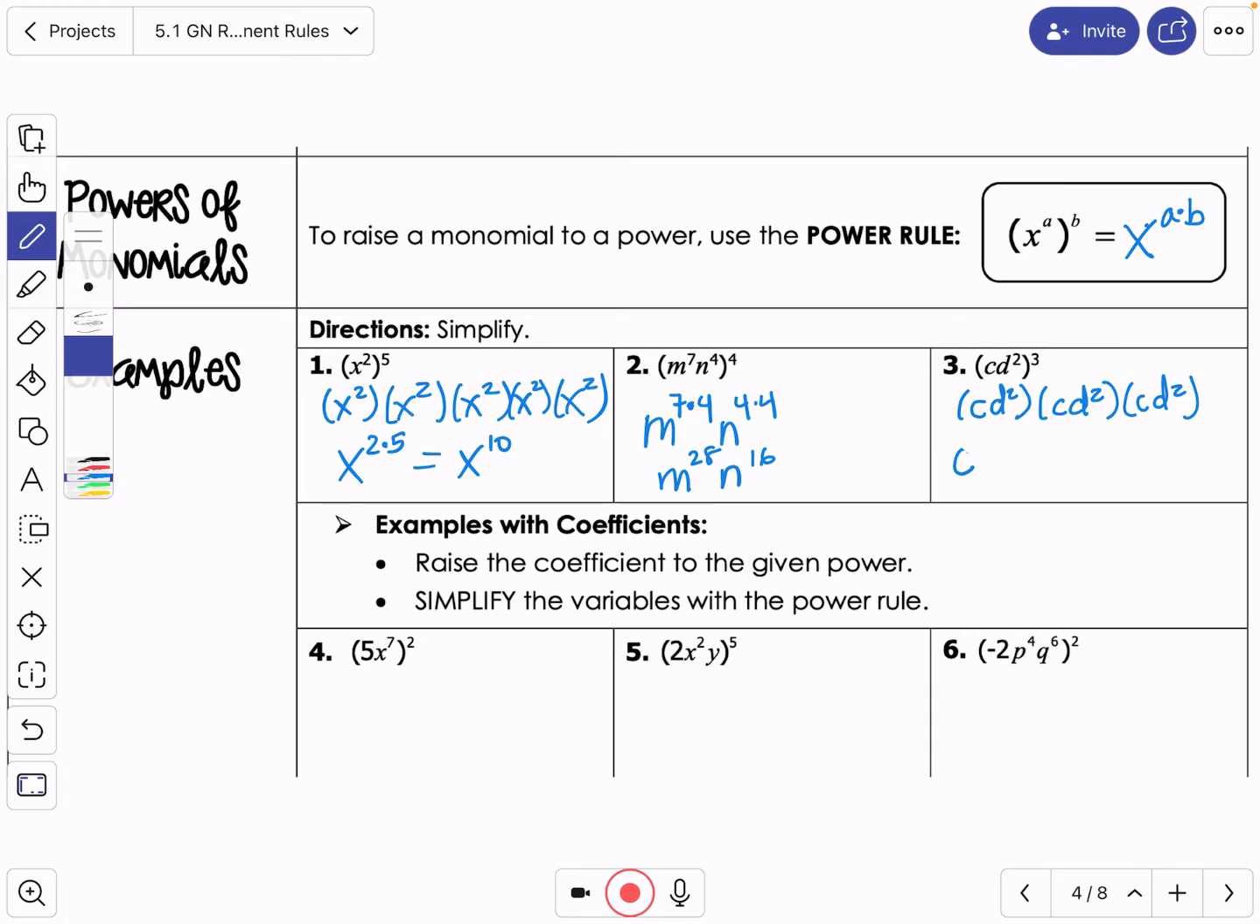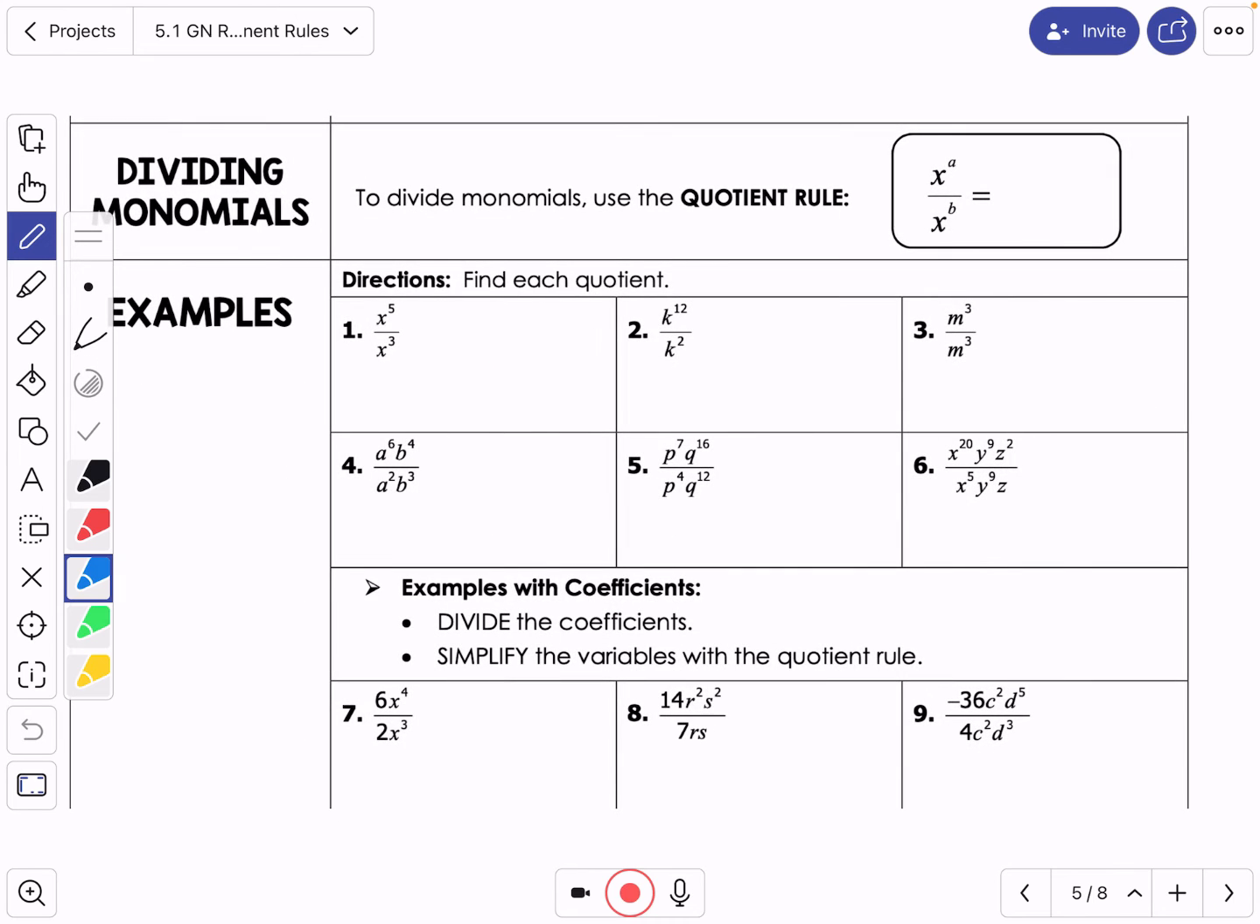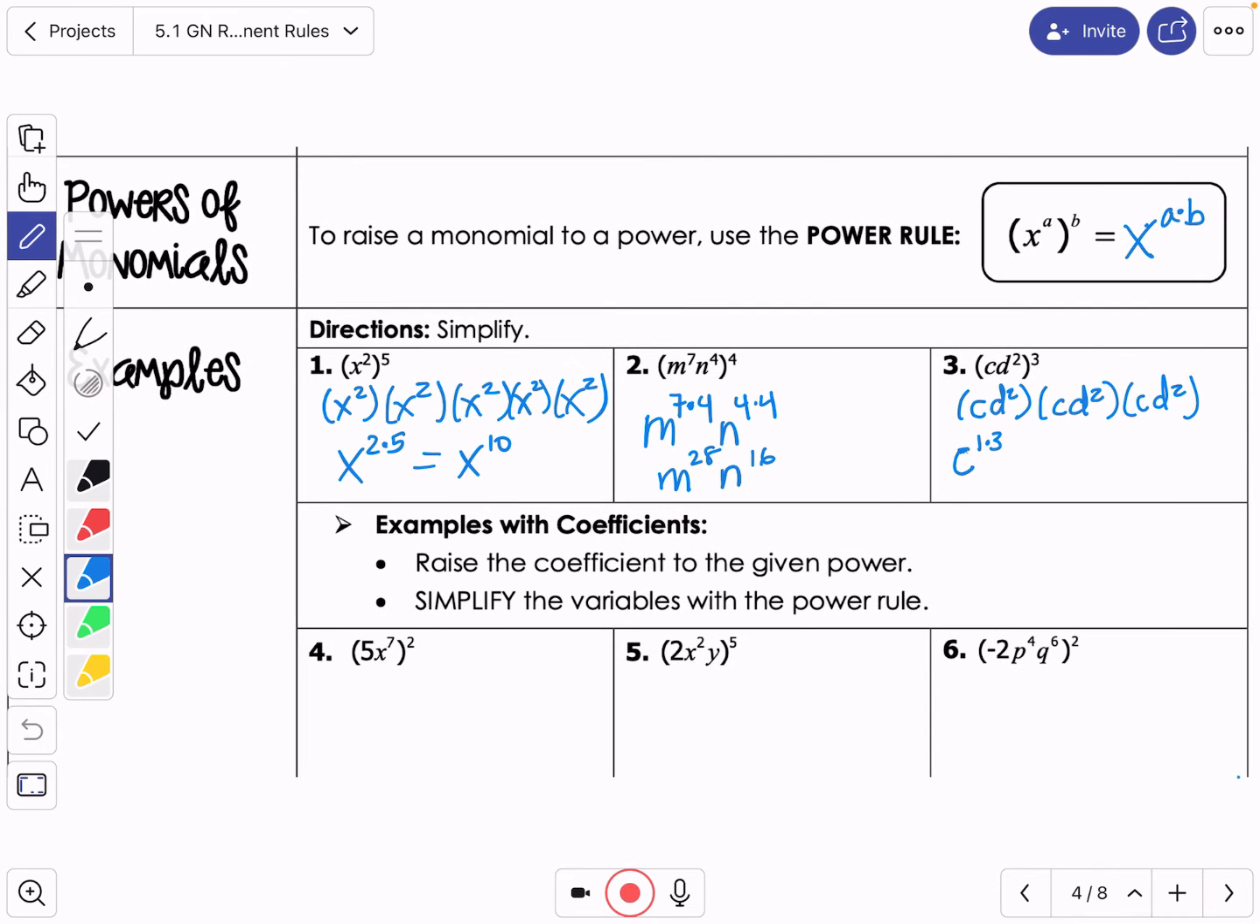or you can look at it as c added together 3 times. I'm going to write it as c raised to the 1 times 3 because that's our power rule. And that's multiplied by d raised to the 2 times 3. So we end up with c raised to the 3rd power and d raised to the 6th power.